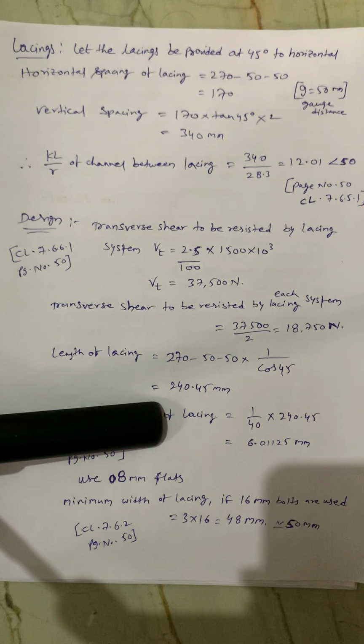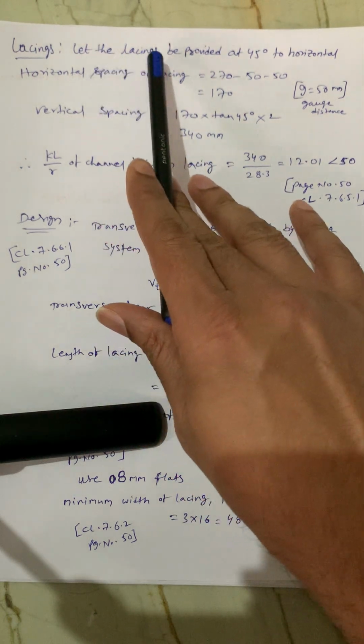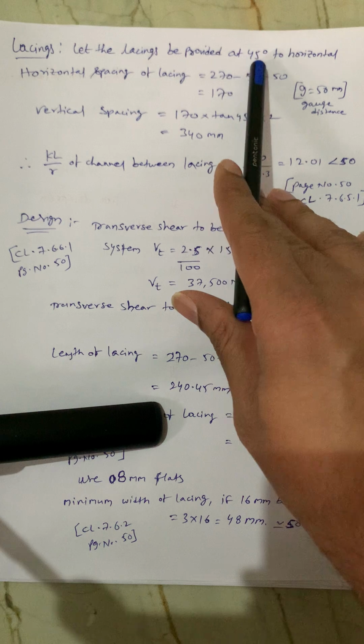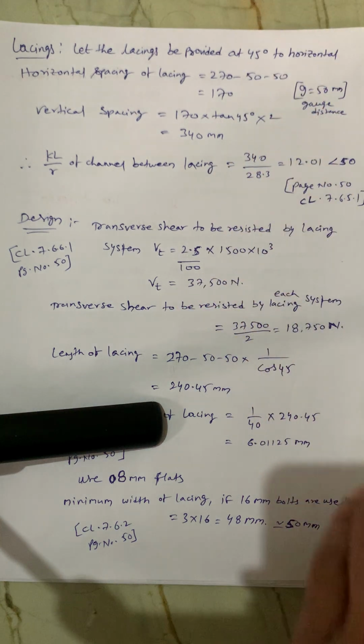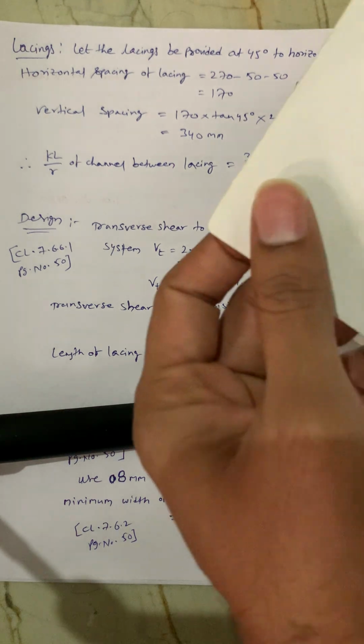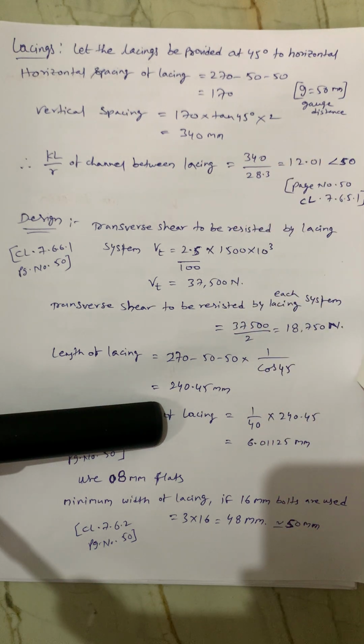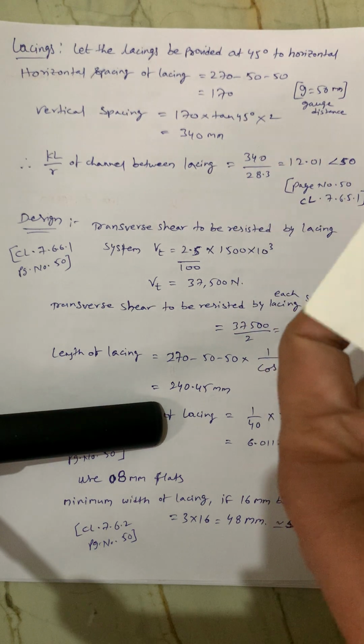Next, here we have to design the lacing. Let the lacing flats be provided at 45 degrees to horizontal. This is also mentioned in the code book. Every specification is mentioned in the code book. You have to be thorough with the IS 800 2007 code book. According to those code specifications only, you have to design the lacings.